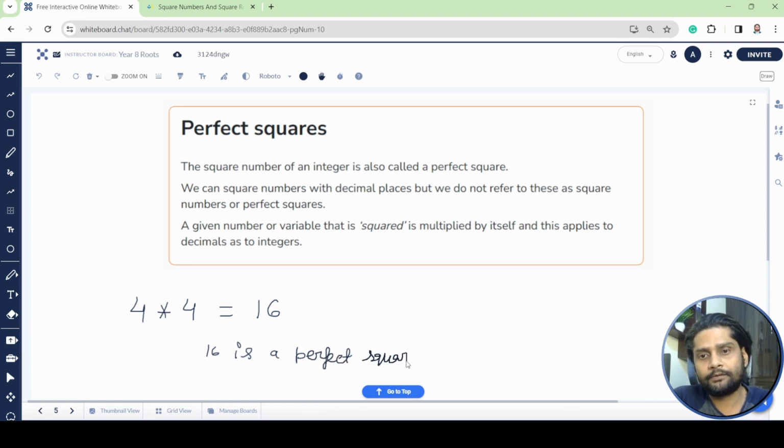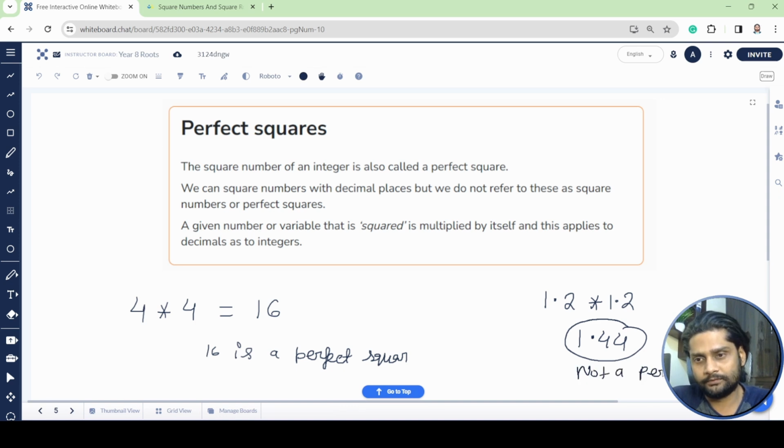But at the same time, students, if I multiply 1.2 by 1.2, it's still squared. We would say that 1.2 has been squared, and when we solve it we get 1.44. So this number is not a perfect square. So perfect squares are obtained by multiplying simply whole numbers by themselves. This is how we call them perfect squares or non-perfect squares.